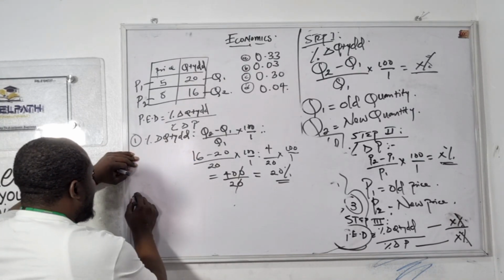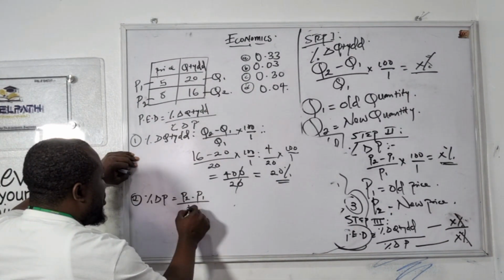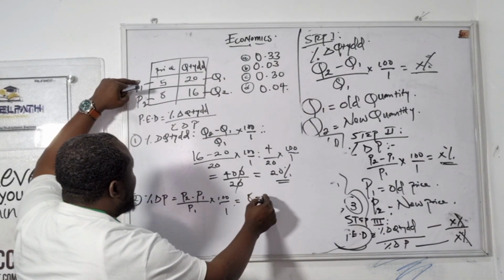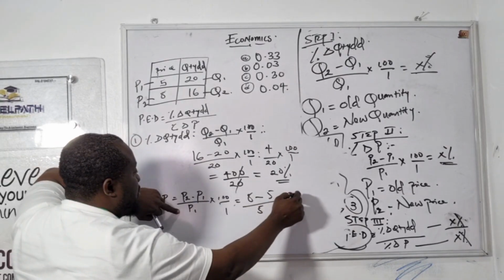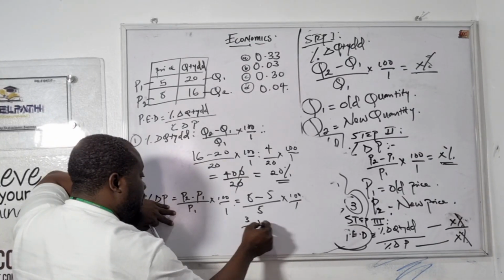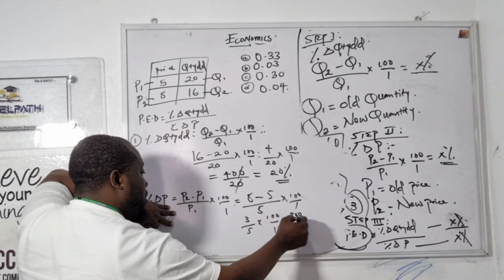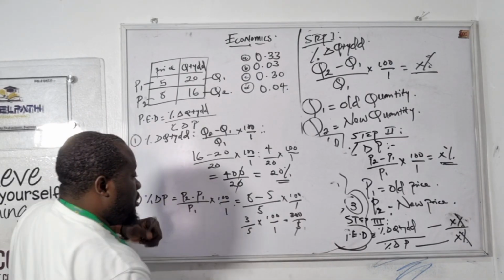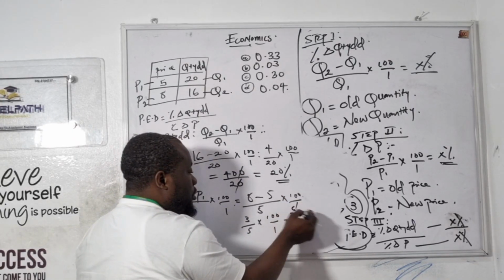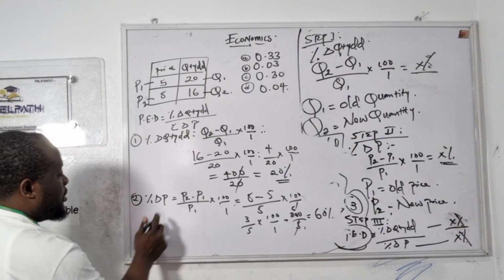That's step 1. Step 2 is to calculate percentage change in price, which is P2 minus P1 over P1 times 100 over 1. So your P2 is 8, minus P1, 5, over 5 times 100 over 1. So 8 minus 5 is 3 over 5 times 100 over 1. 3 times 100 is 300 over 5. 5 in 30 is 6. So you have 60% for our percentage change in price.